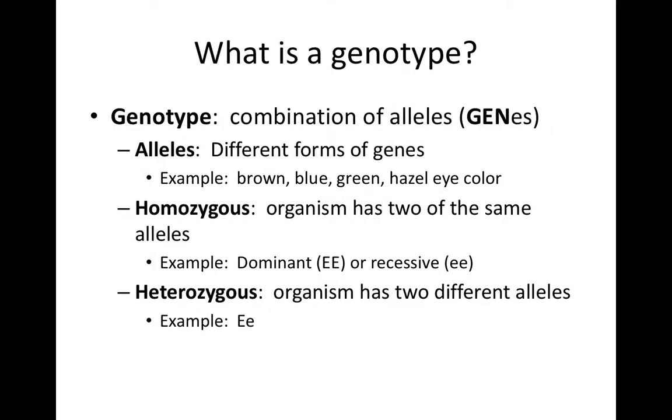If you inherit two different alleles from your parents, one dominant allele and one recessive allele, this is said to be heterozygous. One big E, one little e. You'll still show the dominant color, but you will be a carrier for the recessive trait, which is the little e.